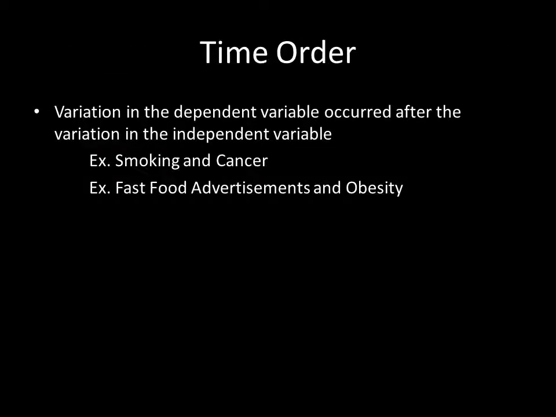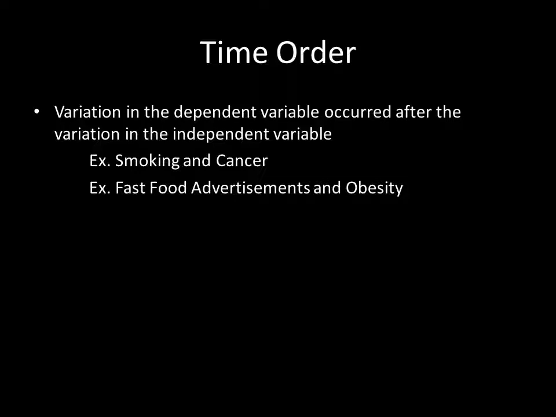The third criteria for causality is time ordering. Time ordering refers to the observation that variation in the dependent variable occurs after variation in the independent variable. So you want to make sure that the cause changes before the effect occurs. If you take the example of smoking and cancer, in order to establish time ordering, you would want to observe that somebody smoked before they developed lung cancer.